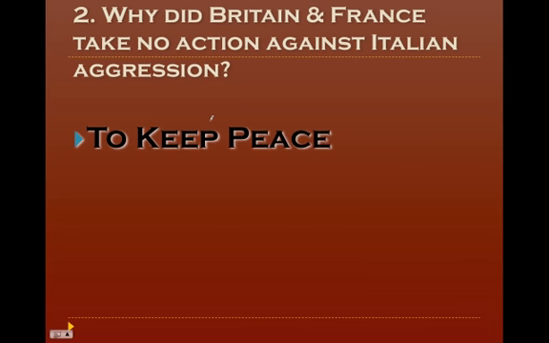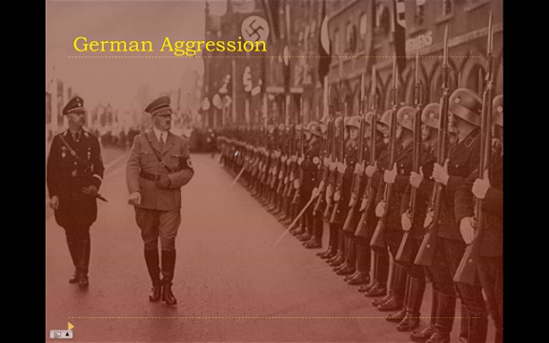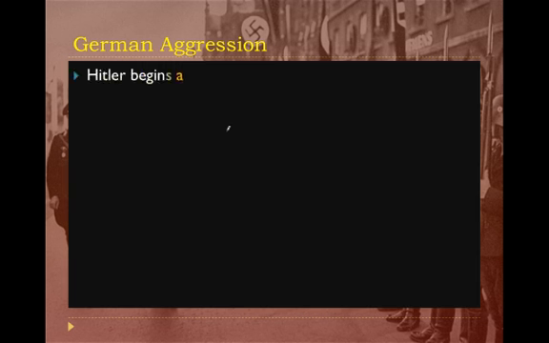Why did Britain and France do nothing? They wanted to keep the peace. So, Spain goes fascist. Italy, fascist, attacking. Japan, attacking. Let's go to the ultimate bad guy, Germany. Germany and Hitler. Hitler begins a series of steps that are going to lead to war.